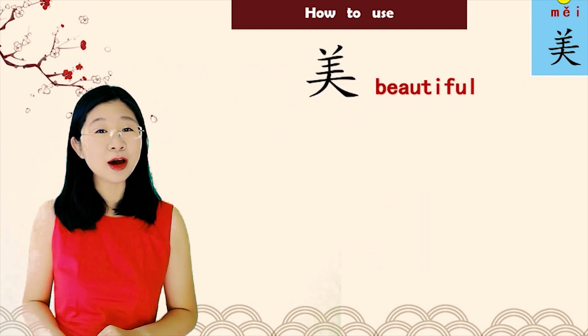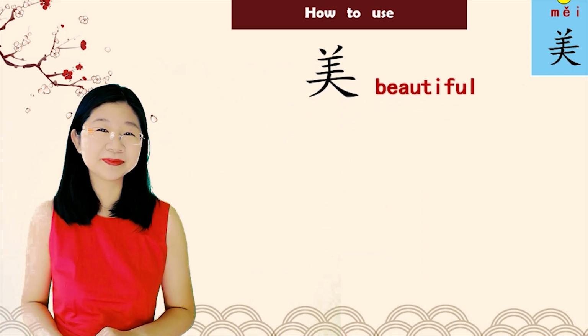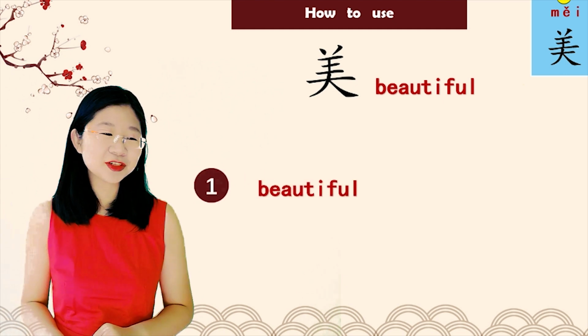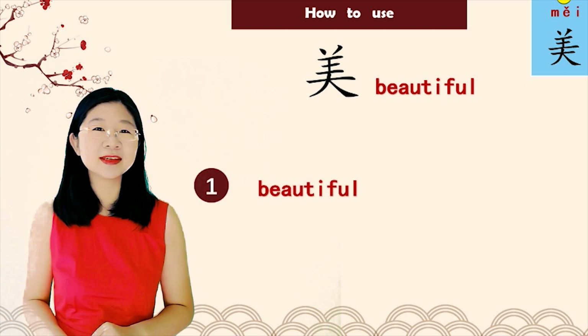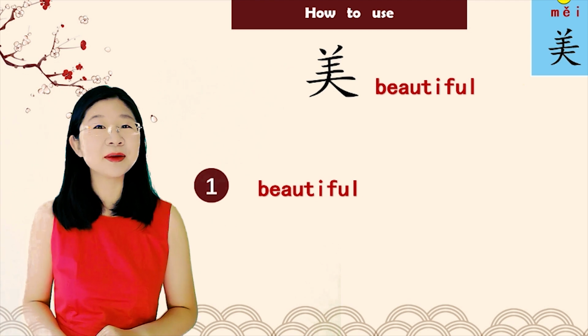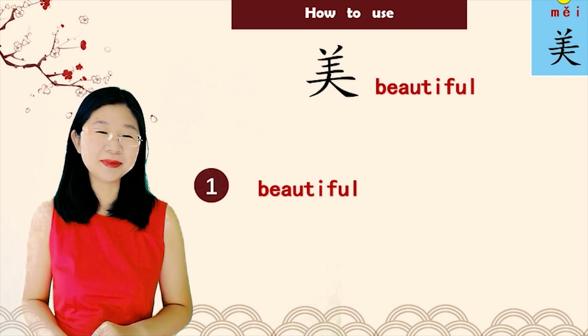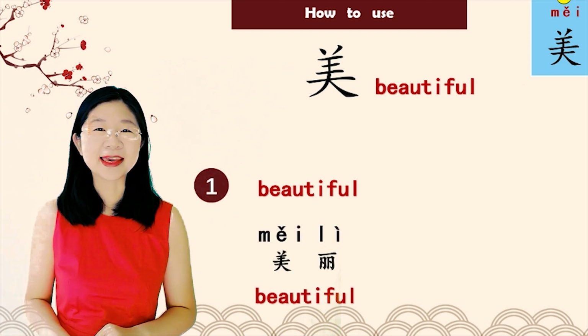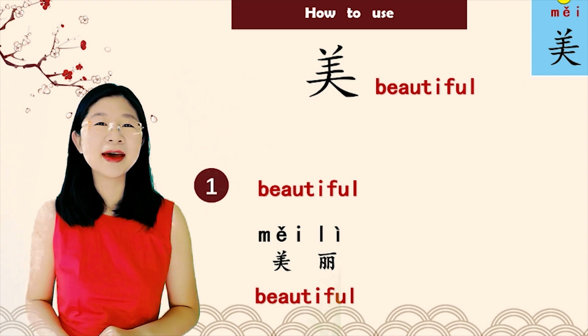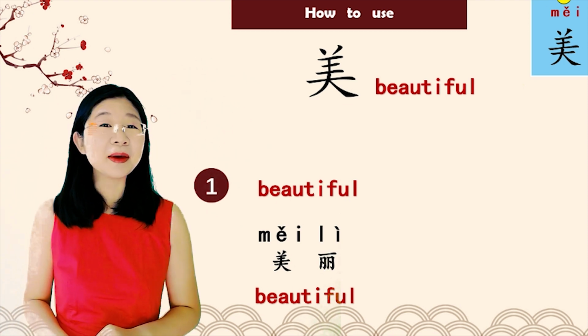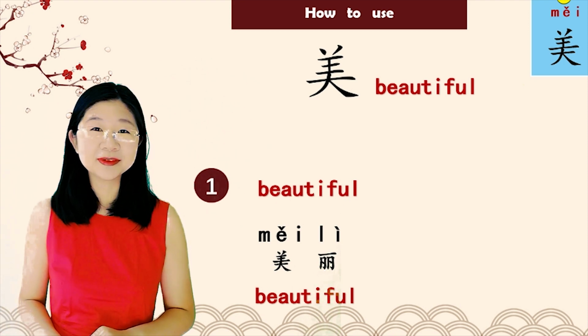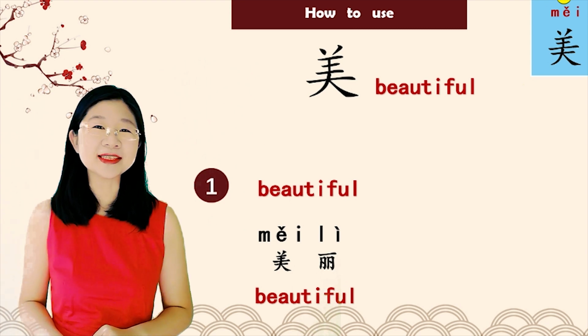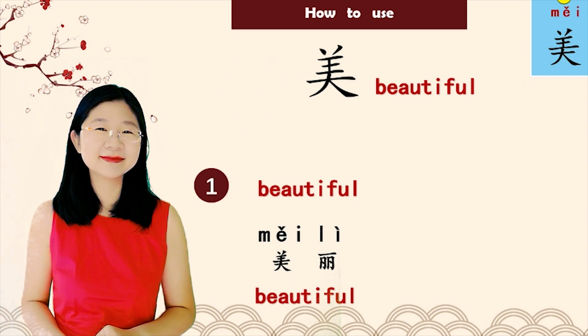Now let's see how to use this character. First usage of this character is used as an adjective, means beautiful. For example, 美丽, 美丽. 美 means beautiful, and 丽 also means beautiful, pretty. So 美丽 means beautiful, pretty.